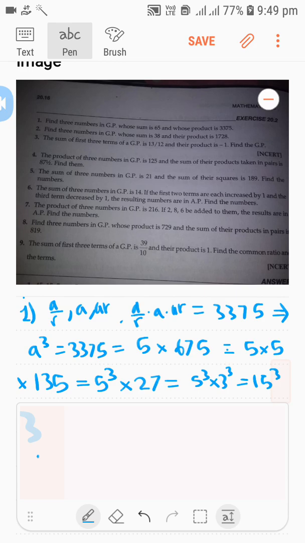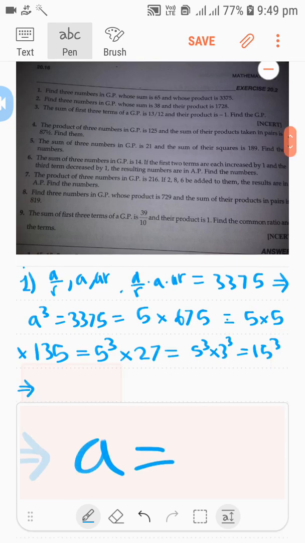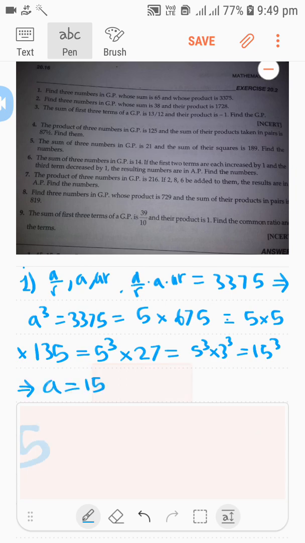So from that we can say that a should be 15 if a is a real number. So now we know that the middle term is going to be 15. Now we can use the second condition, that the sum is 65.